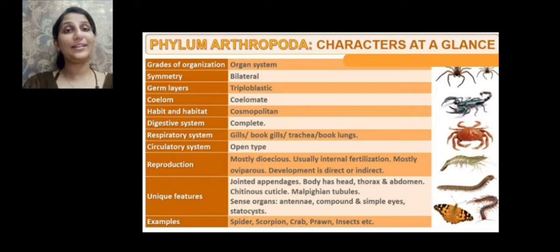And reproduction, they are dioecious, and fertilization is internal. Mostly they are oviparous, and some have direct or indirect development. And unique features are they have jointed appendages, and the body is divided into the head, the thorax, and the abdomen. And they have an exoskeleton which is made up of a chitinous cuticle, and sense organs are the simple and compound eyes, the antenna, and statocyst, which acts as a balancing organ. Examples are spider, scorpion, crab, prawn, insects, but all these come under the phylum Arthropoda.